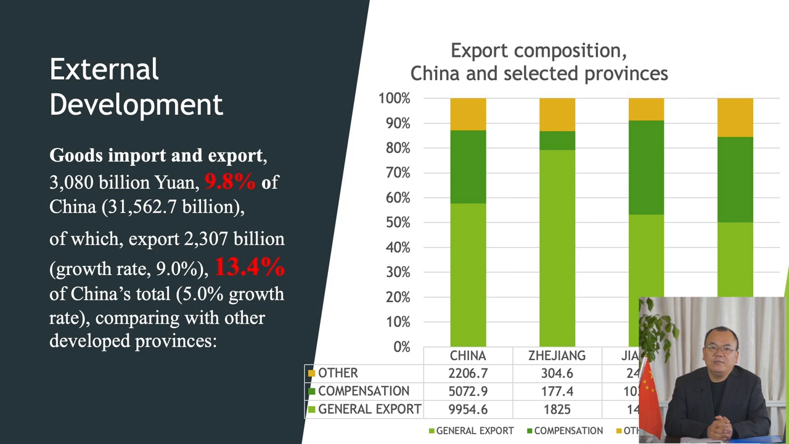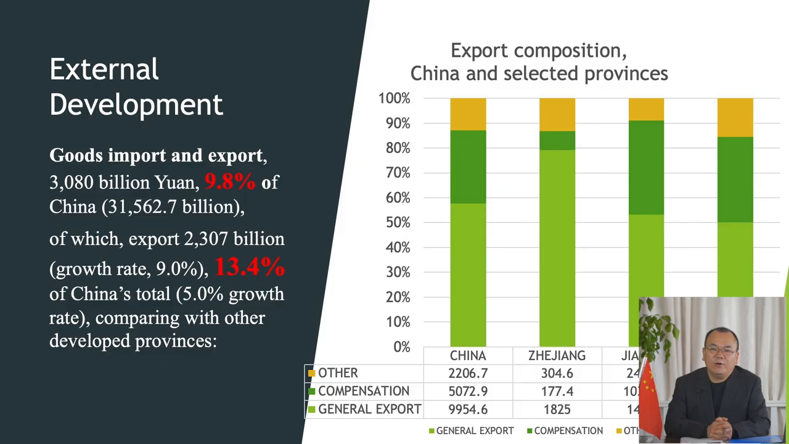Compensation export are totally different. Compensation means this export are mainly made by the joint ventures, the foreign investment companies. They import parts, accessories, materials, and process these materials, parts, accessories into final products, then export the final product. In other words, for these two provinces, they have a large ratio of compensation export.